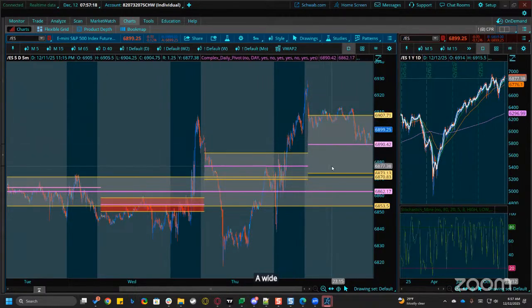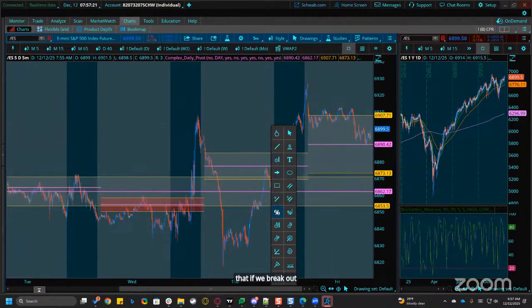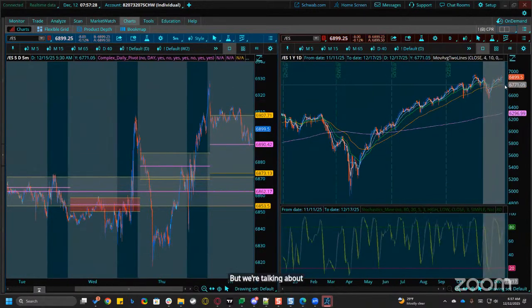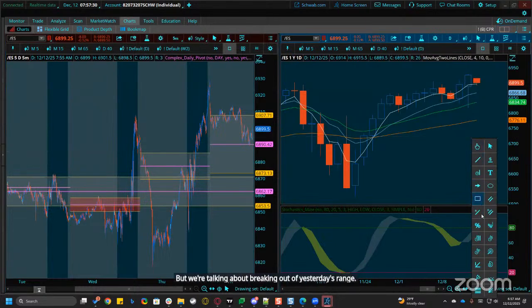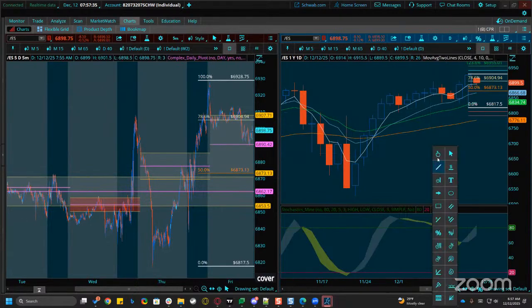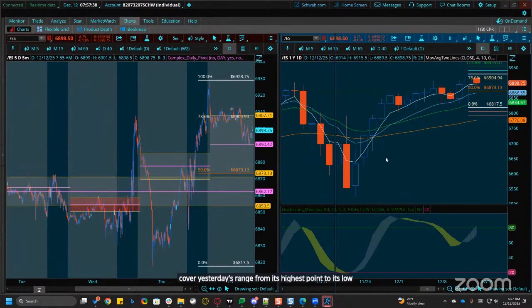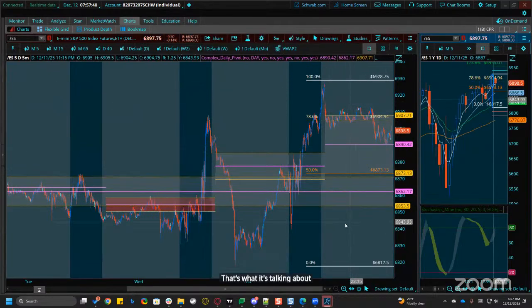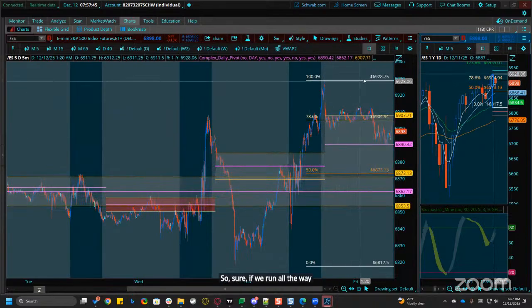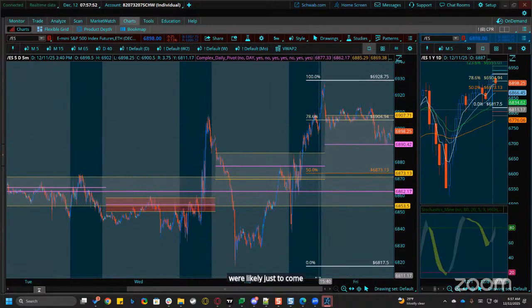A wide channel implies that if we break out, the breakout does not stick and we come back in again. But we're talking about breaking out of yesterday's range. So just to put that into perspective, cover yesterday's range from its highest point to its lowest point, that's what it's talking about breaking out of. So sure, if we run all the way up and break 69.28 and we were to continue higher, this wide channel says we're likely just to come right back in again.